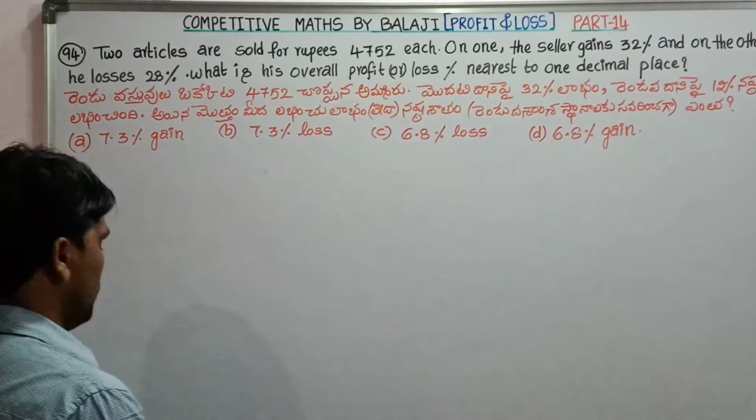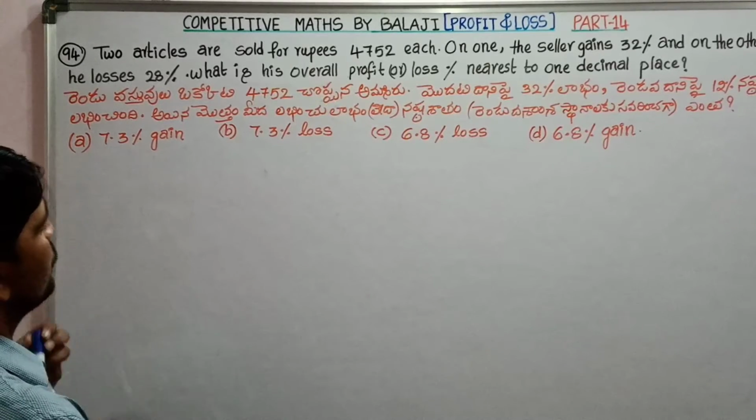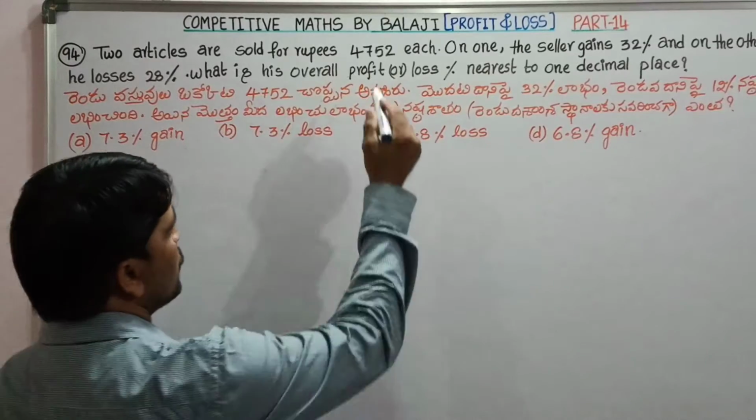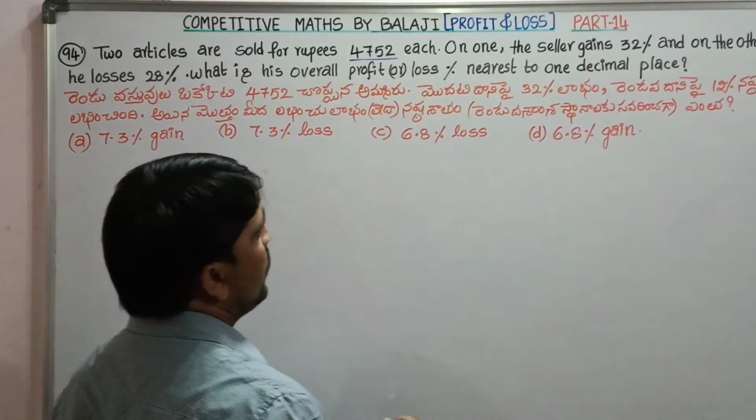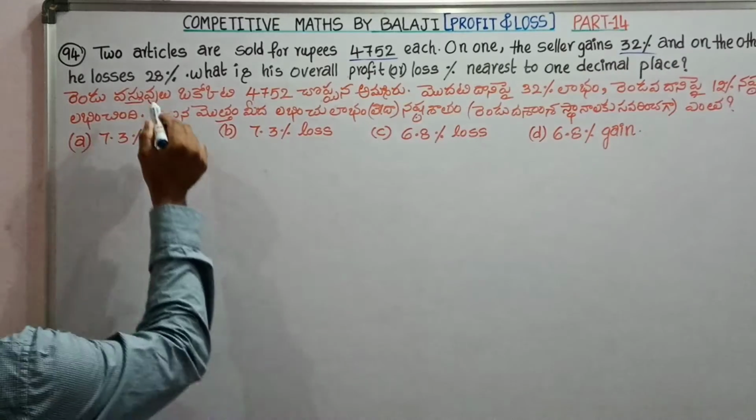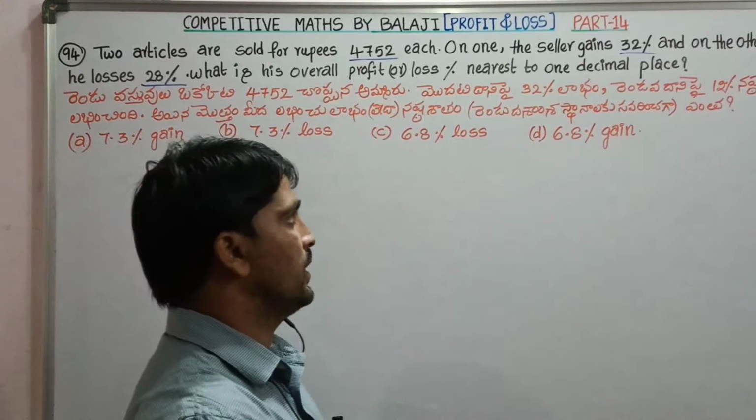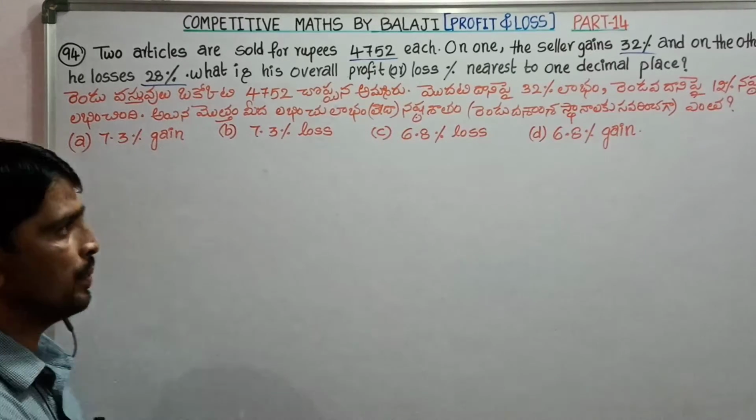Okay, 94th question. Two articles are sold for rupees 4,752 each. On one, the seller gains 32% and on the other, he loses 28%. What is his overall profit or loss percentage nearest to one decimal place?